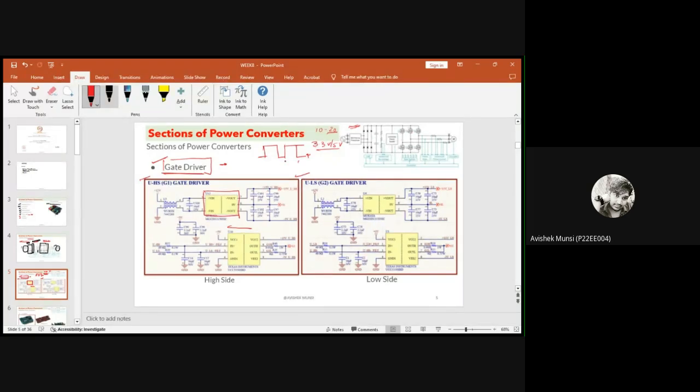One is dedicated for the high side MOSFETs and IGBTs. One is dedicated for the low side MOSFET and IGBT. So this is the low side driver. This is the high side driver. Okay.